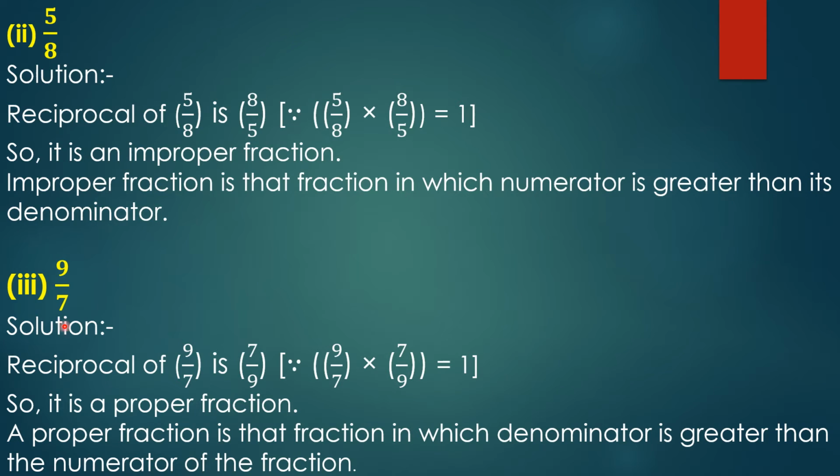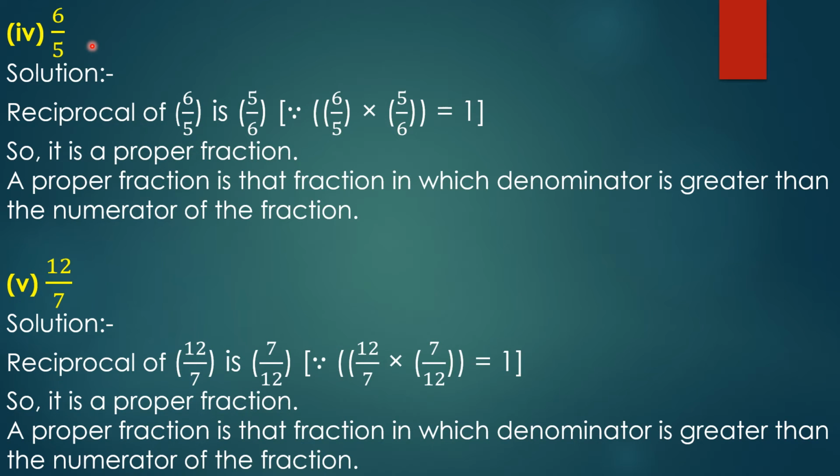Correct? And next, 9 by 7. What is the reciprocal of 9 by 7? It is 7 by 9. This is a proper fraction because here the numerator is less than the denominator. Okay, so that is the criteria for a proper fraction. Therefore, the reciprocal of 9 by 7 is a proper fraction.